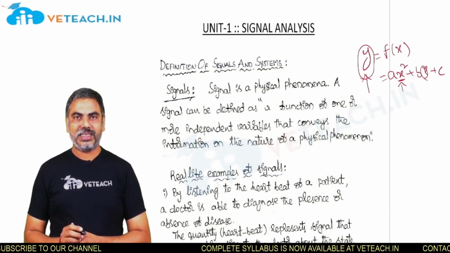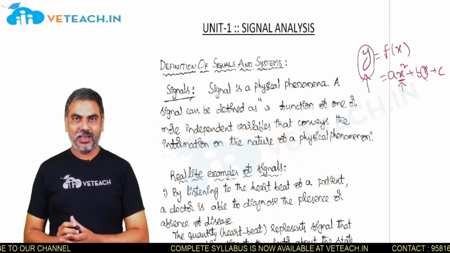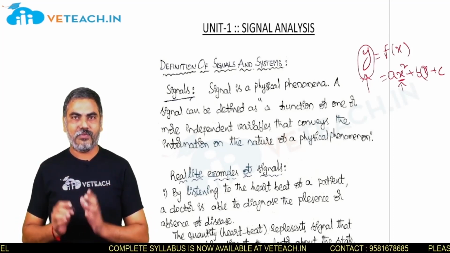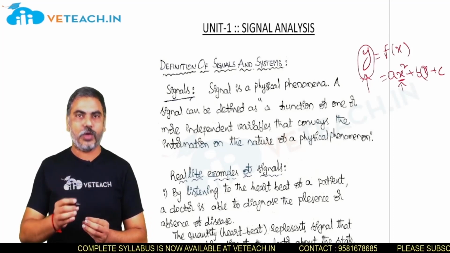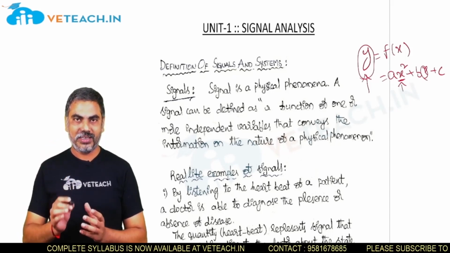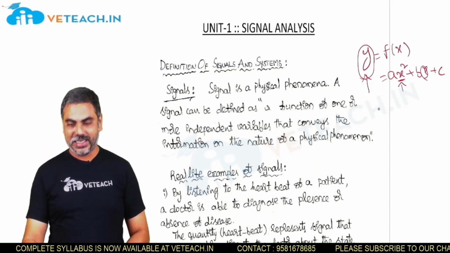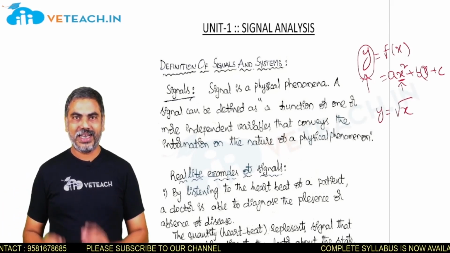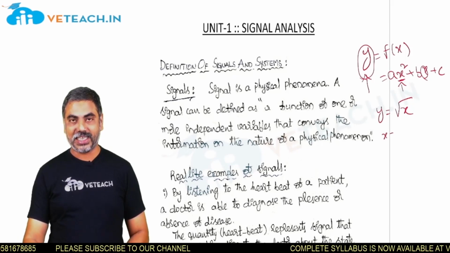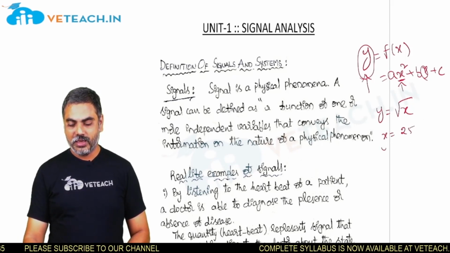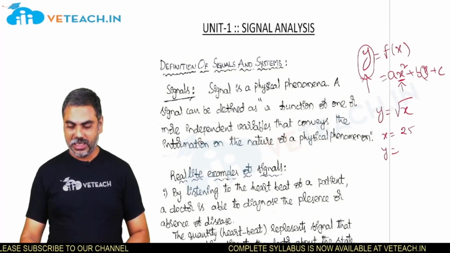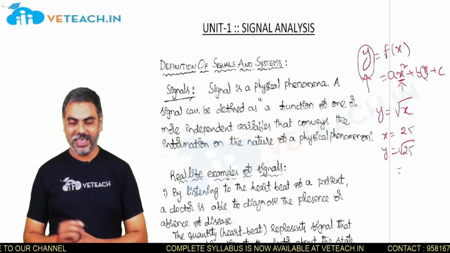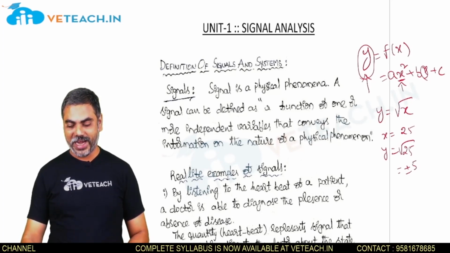So here a signal is nothing but a function, and there is some difference between a function and a signal. Basically, a function may be a single valued function or a multi-valued function. Let me explain with an example. Let us say y equal to root x, that is a function. Now let us say x equal to 25. What is the value of y? It is root 25, and its value is either plus 5 or minus 5.